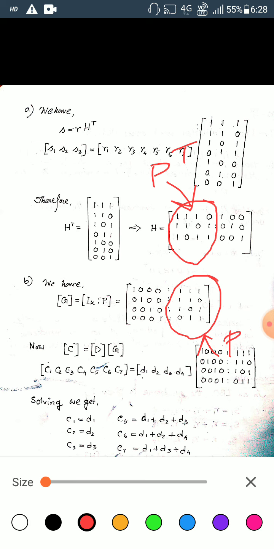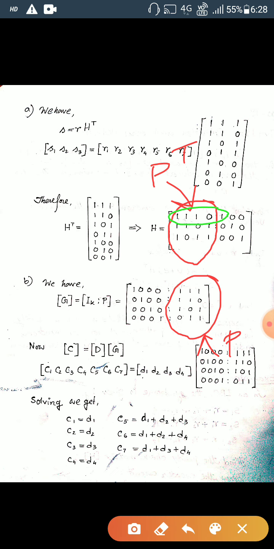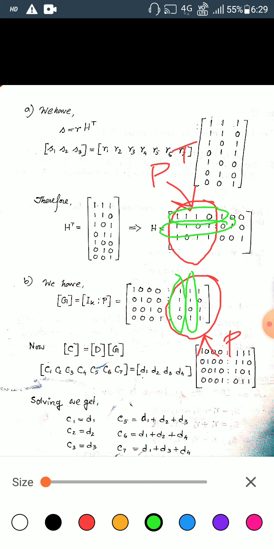Now if you change this row, that is 1110, into the form of a column, it will be 1110. Same way for the second row, that is 1101, this can be written down in column form for the P, that is 1101. So in this way you can get the ultimate value for the P.